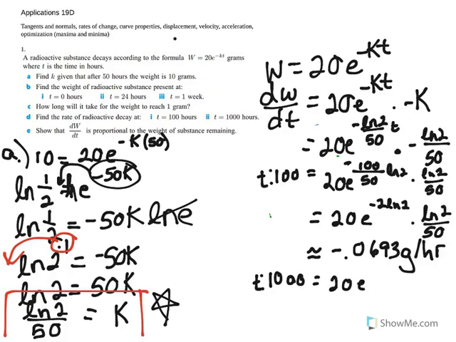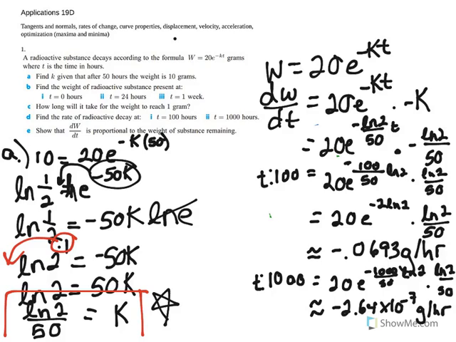So 20 e to the opposite of 1,000 over 50 times the natural log of 2, and then that whole thing is multiplied by the natural log of 2 over 50. So when you type this into your calculator, now you get negative 2.64 times 10 to the negative 7th grams per hour. So now it's decaying even less, because if you think of scientific notation, moving that decimal point over 7 spaces gives us 6 zeros. 1, 2, 3, 4, 5, 6, 2, 6, 4. And it's negative because it's decreasing.